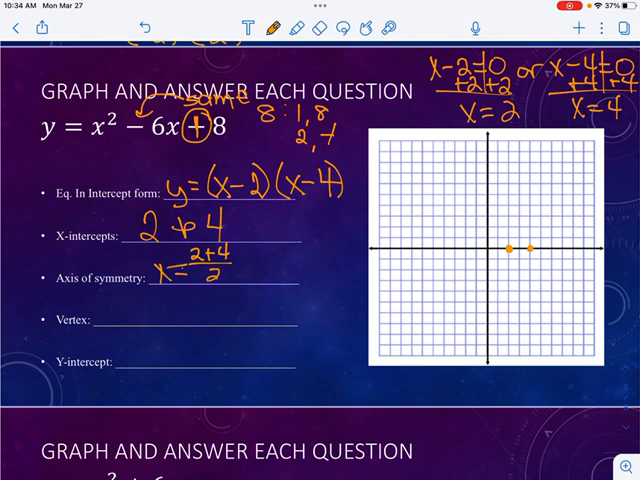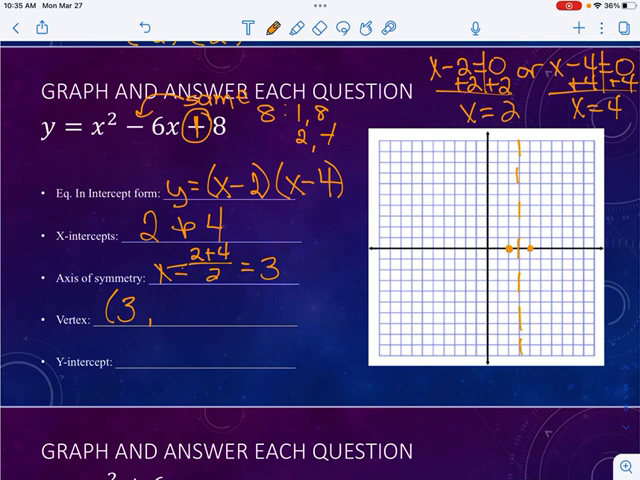Now, we could take this and we could just simply say, okay, x equals 2 plus 4 divided by 2, which is 3. But we can also look at the graph, and we should be able to recognize that halfway in between those two numbers is going to be 3. There's my axis of symmetry.